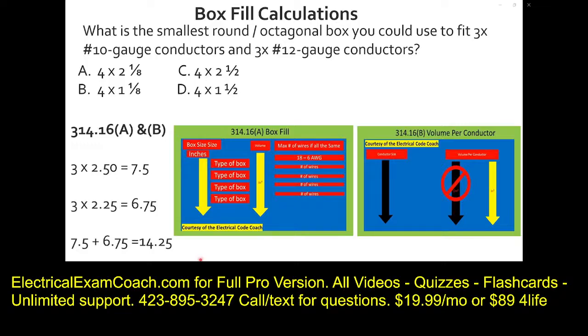Now let's head over here to table A and go down the volume column until we find the right type of box, which is right up here at the top. The round octagonal boxes. Find the one that fits, and it's a 4 by 1.5 inches.